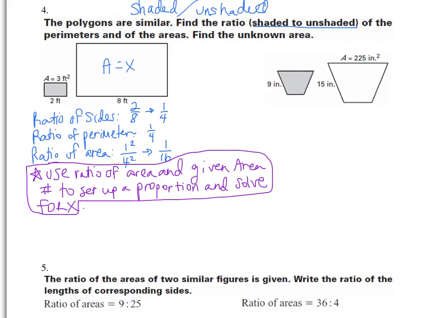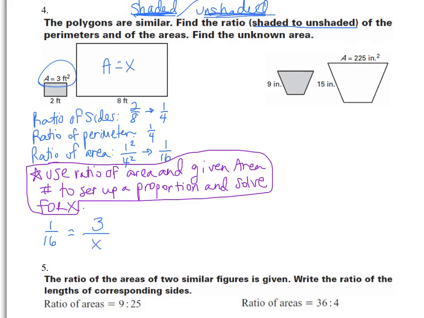So if we have our ratio for our area is 1 over 16. Now remember, it was shaded on top, unshaded on the bottom. So that means the top number needs to be a shaded number of our area. So that would be my 3 right here. And then our unshaded area we do not know, and that's our x.